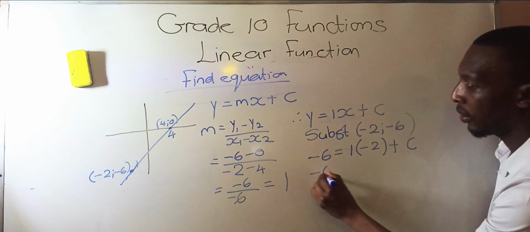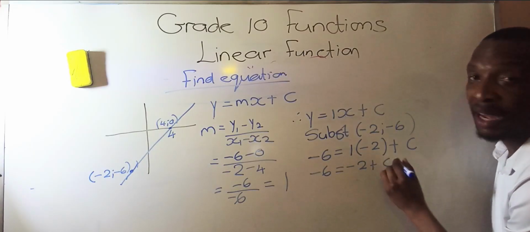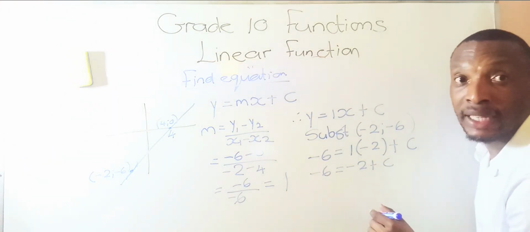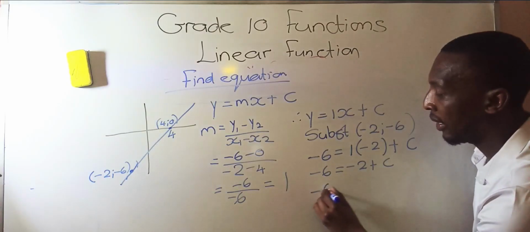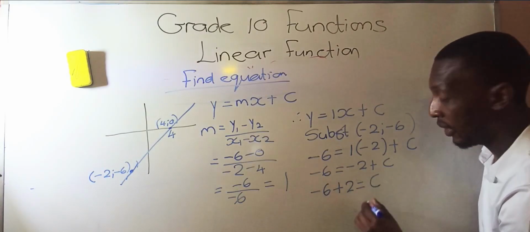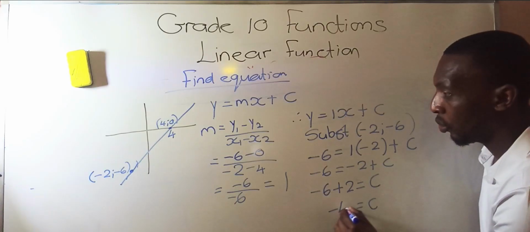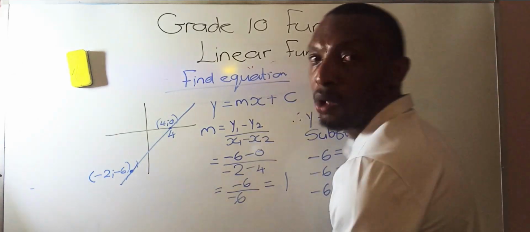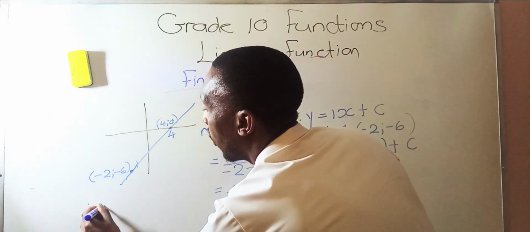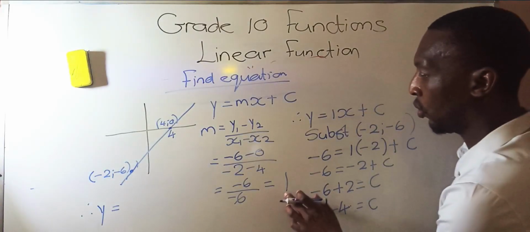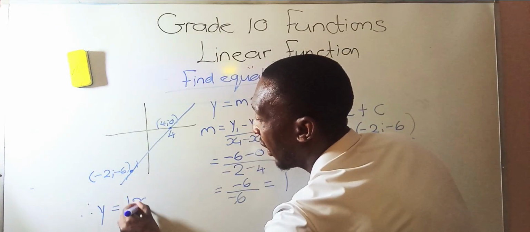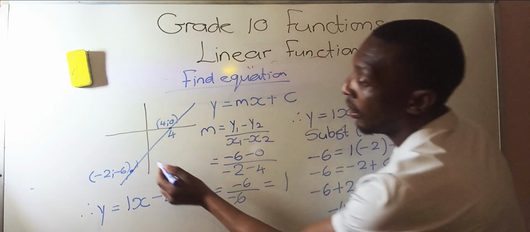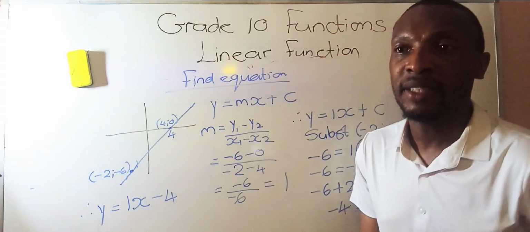Let's simplify this. -2 plus c. Now I've got a beautiful equation with one unknown. To solve for c, I must take this 2 over. When it gets to that side, it's going to be a positive. So it's -6 plus 2 is equal to c. So my c is equal to -4. Therefore, the equation of my line is y is equal to 1x, or just x, minus 4. Remember, this -4 means that this point here is -4, where the graph cuts the y-axis.